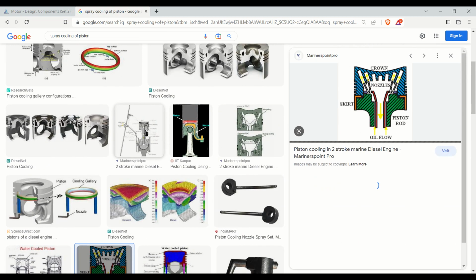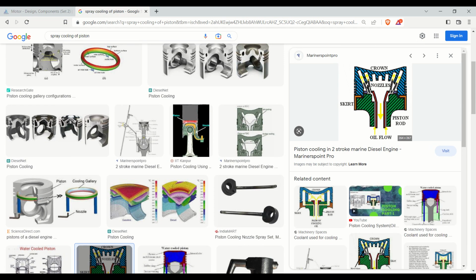Yes, through these nozzles the oil is sprayed over here on the surfaces. After the cooling, it is returned back. One more was the circulation type, right? Let's see the circulation type of piston cooling.